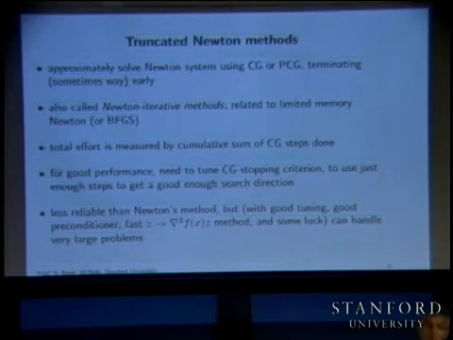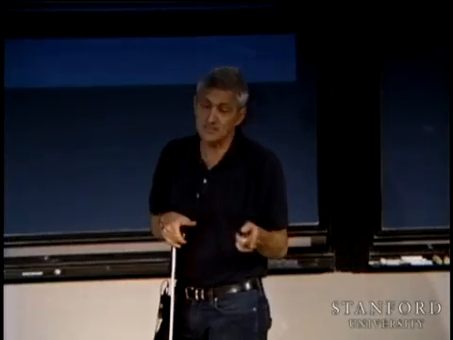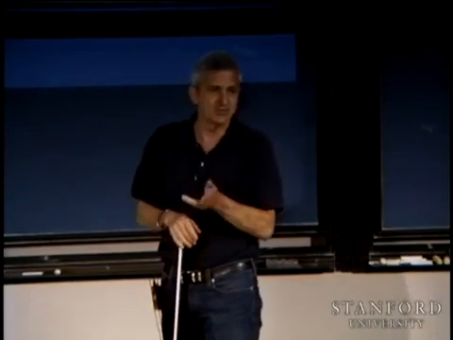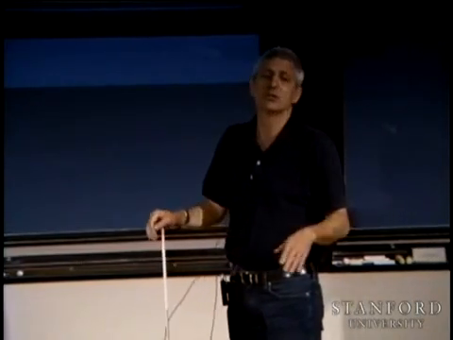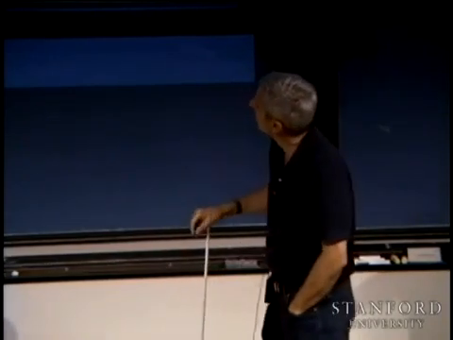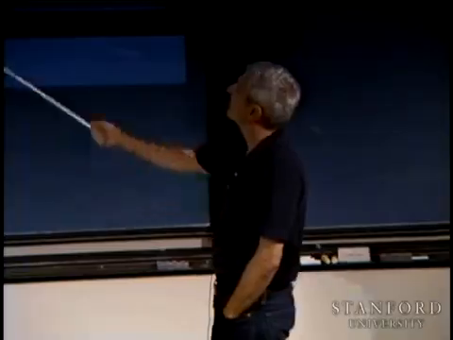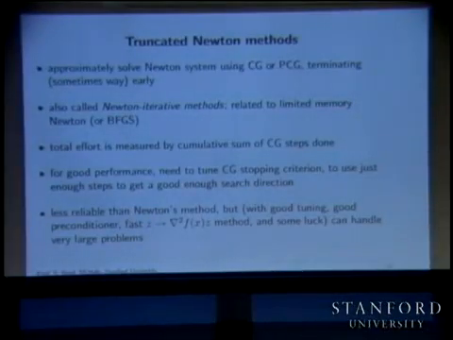If you use way too many CG steps, you're going to basically be doing Newton's method. That's great because now, whatever it is, 12 steps, it's all over. But each of those steps is going to involve 4,000 CG iterations or something. At the other extreme, if you have too few steps, you're basically doing gradient descent. It's going to jam, and it's going to take a long time. Now, it's, of course, less reliable than Newton's method, which is essentially completely reliable. But again, with good tuning, a good preconditioner, a fast Hessian multiply, and some luck on your problem, you can handle very large problems.